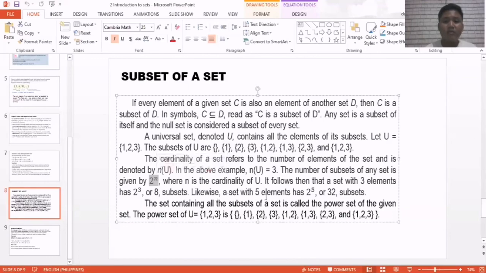Likewise, a set with 5 elements has 2 raised to 5 or 32 subsets. So dito, kasi tatlo man siya, so we have 8 subsets dito. So, empty or null set, 2, 3, 4, 5, 6, 7, 8. So, 8. Next, the set containing all the subsets of a set is called the power set of the given set. The power set of U is, 1, 2, 3, yun yung sagot kanina.